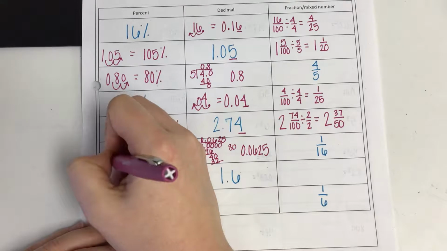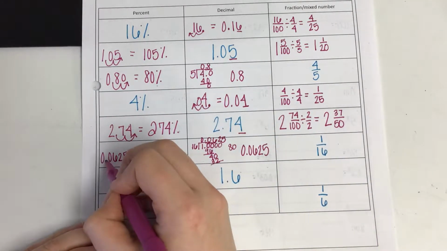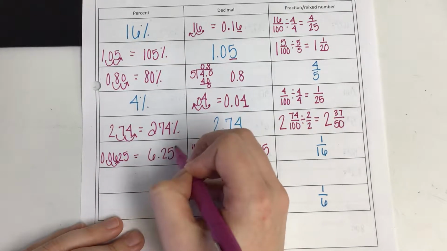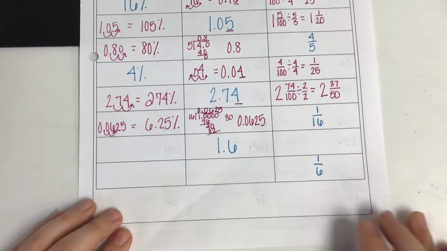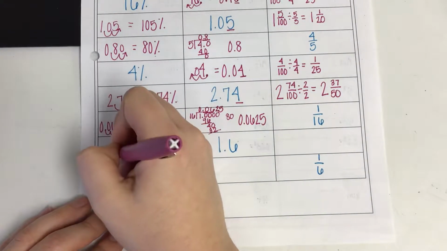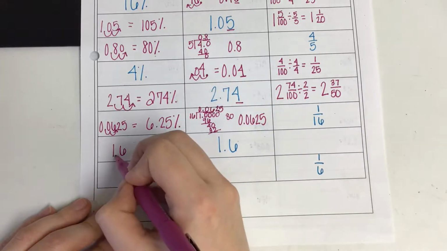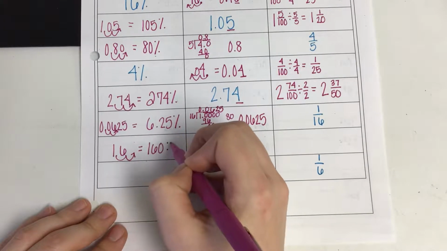Then to change this decimal to a percent, I move my decimal 2 to the right. So this is going to be 6.25%. Our next one is 1.6. To change 1.6 to a percent, I move my decimal 2 to the right. That's going to give me 160%.